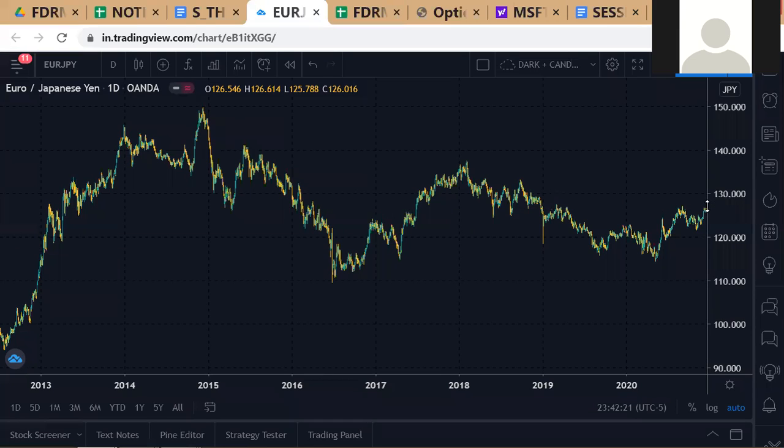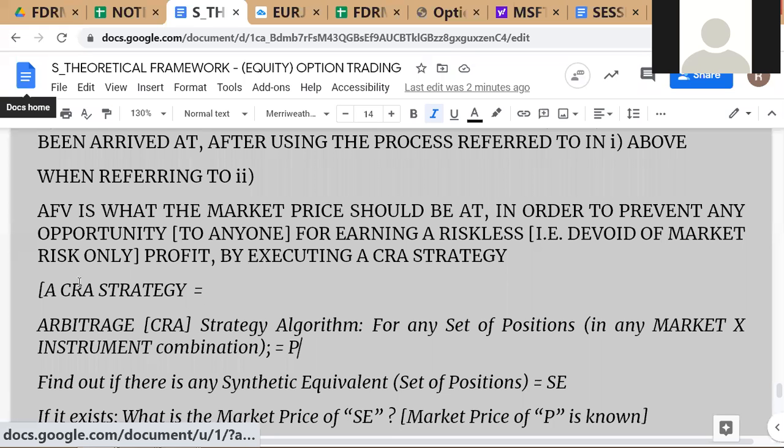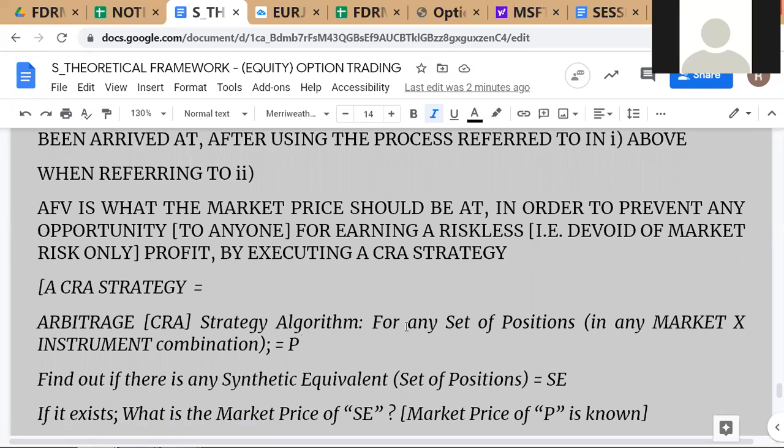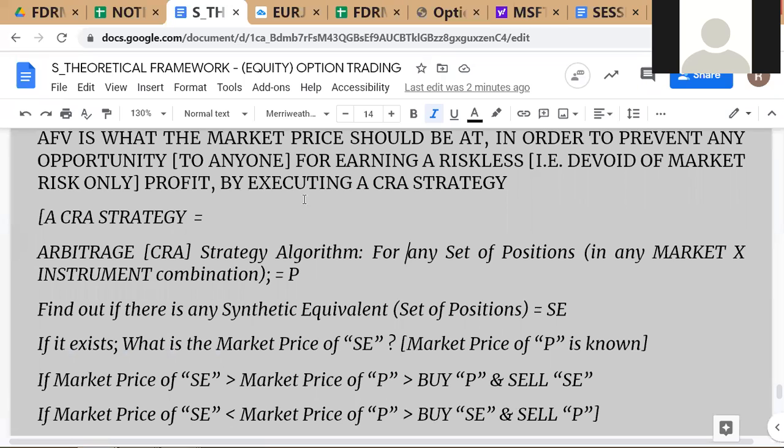So let's look at how you would execute a CRA strategy. You would look at the market price of euro yen. We call this euro yen. And you can see the market price is around 128. And then you would also ask yourself this question for the CRA strategy.